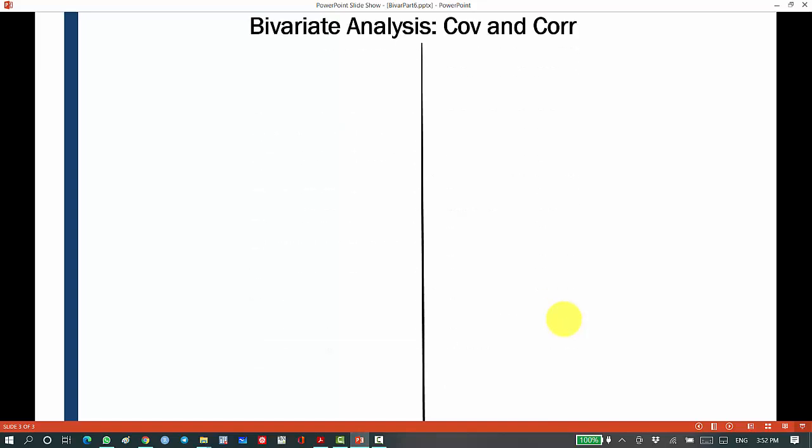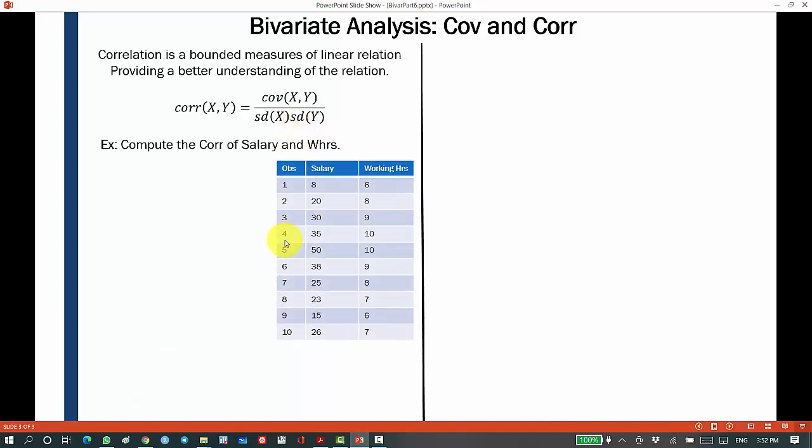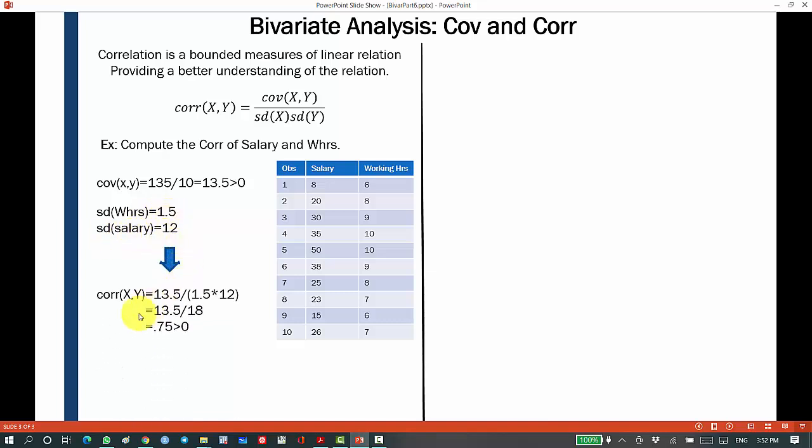To remedy that problem, we use instead correlation, which is covariance divided by the standard deviation of x times the standard deviation of y. Going back to the example of salary and working hours, we already know that the covariance is 13.5, and we know that the standard deviation of working hours is 1.5 and the standard deviation of salary is 12. Hence, the correlation is 13.5 divided by 1.5 times 12, which is 0.75.